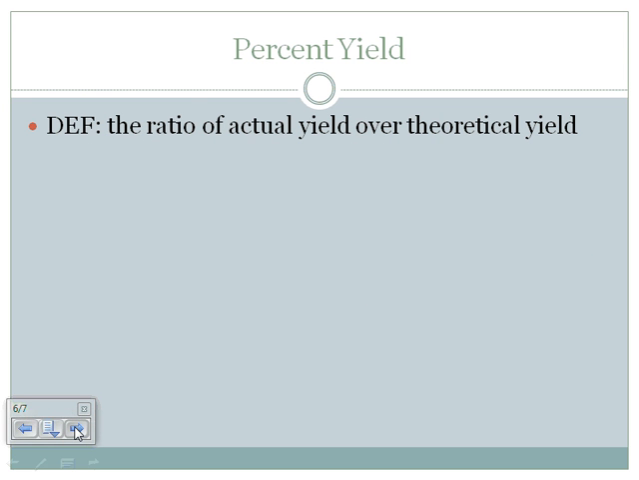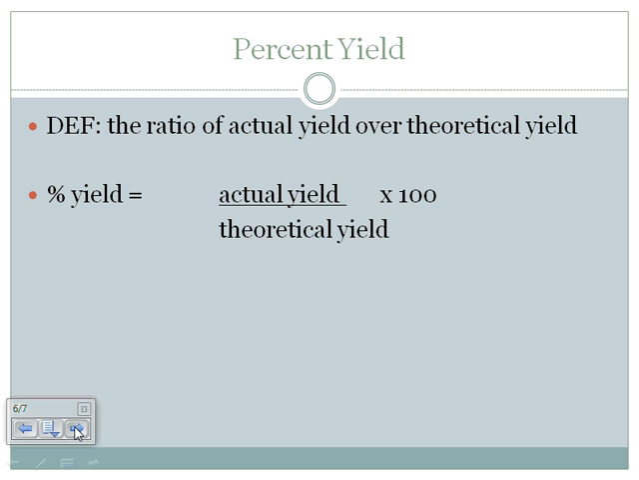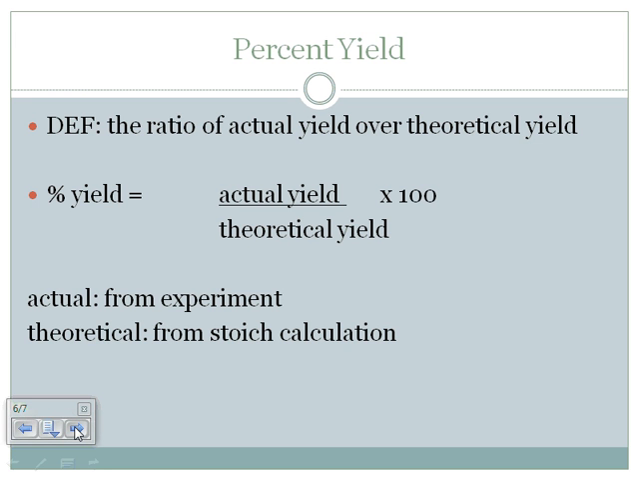So the percent yield is the ratio of the actual yield over theoretical yield, just like in basketball. Actually made over the attempts is the basketball analogy. Here we have the actual yield over the theoretical yield. How much is it possible for you to make? And again, times 100, the exact same thing. So the actual, again, is from the experiment. Theoretical uses stoichiometry.